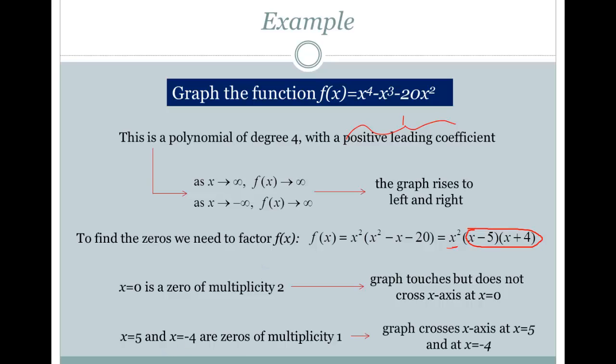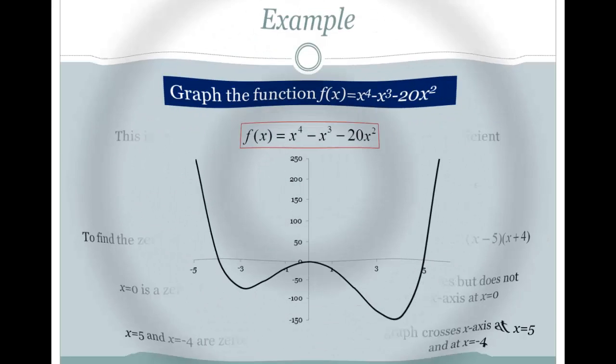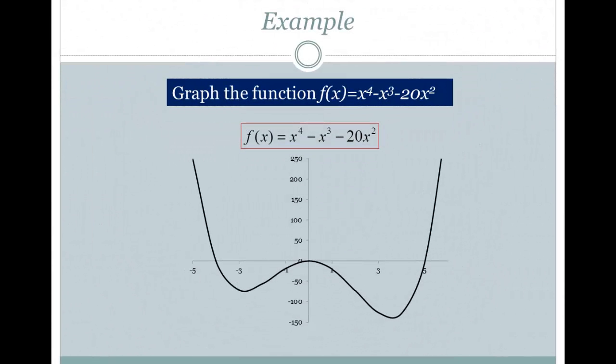So if I look at that here, this is what I'm going to do. I'm starting with my end behavior, which I know from my leading coefficient test. I determine my zeros and what those zeros are going to do. So I have here x equals 0. I'm just touching right there. Here I'm going to cross, here I'm going to cross.